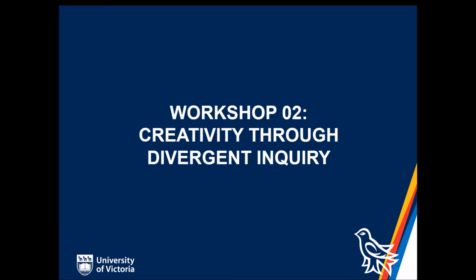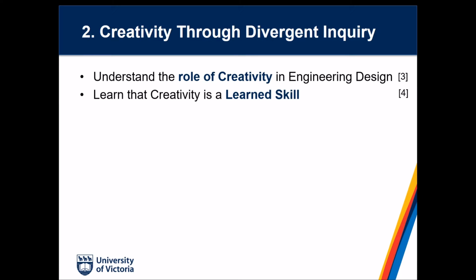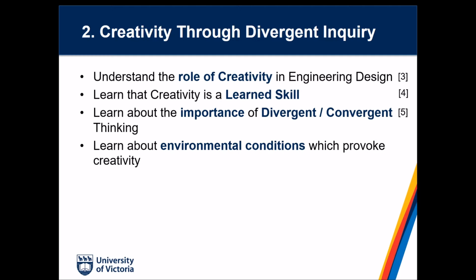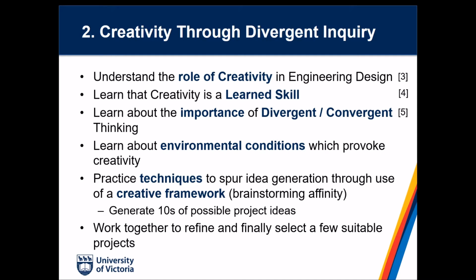Workshop 2, Creativity through Divergent Inquiry. In this workshop, graduate students understand the role of creativity in engineering design. They learn that creativity is a learned skill and that it can be developed. They learn about the importance of divergent and convergent thinking. They learn about environmental conditions which provoke creativity. And then they practice techniques to spur idea generation through the use of creative frameworks. And in particular, in this workshop, we use brainstorming affinity. And the motivation is to generate numbers of project ideas. So we ask them to generate tens of project ideas, and at the end, students work together to refine and finally select a few suitable projects.